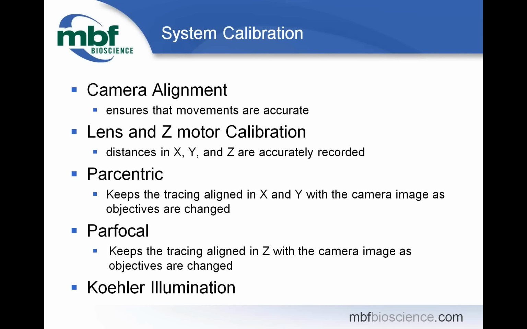Parcentric calibration keeps the tracing aligned in X and Y with the camera image as the objectives are changed. So as you move from 4X to 10X, Neurolucida will know where you are, what's visible relative to where you just were. The same thing is true with parfocal, except in Z. So this keeps the tracing aligned in Z with the camera image as objectives are changed. Finally, I can't stress enough the importance of Kohler illumination for optimal tracing when you're using bright field stained tissue.